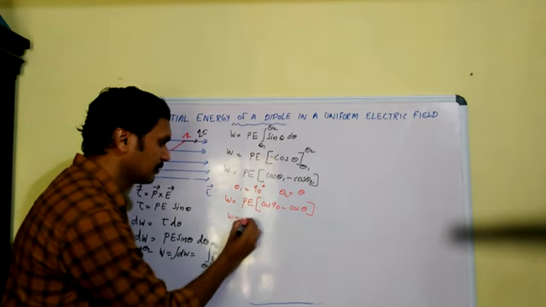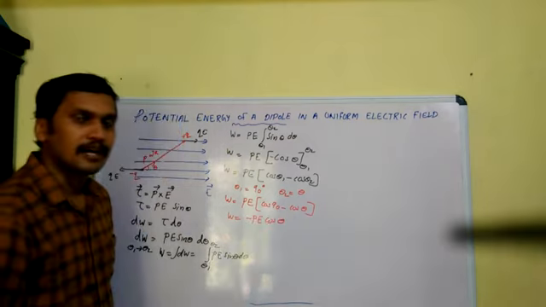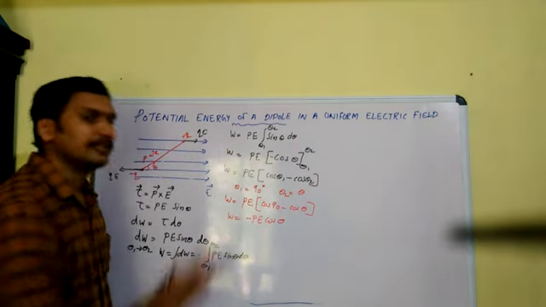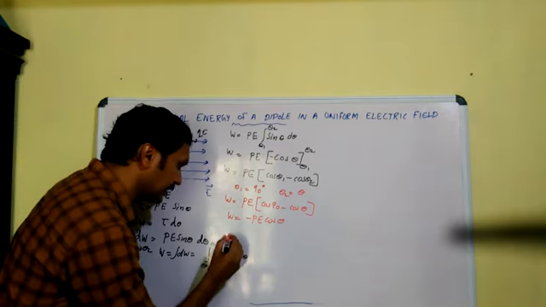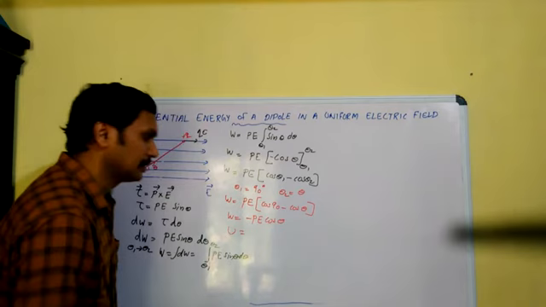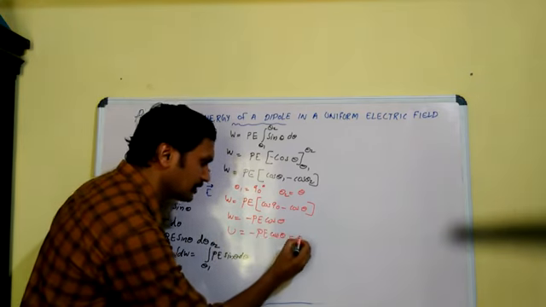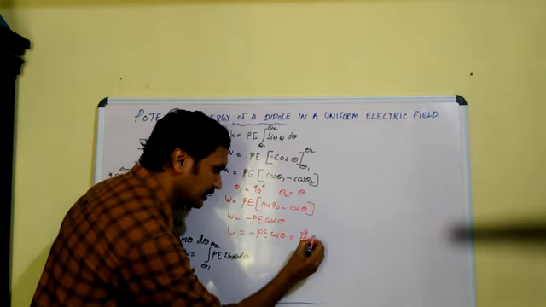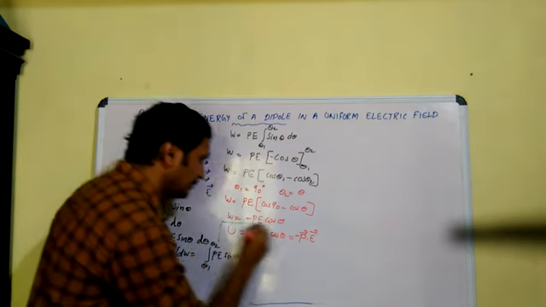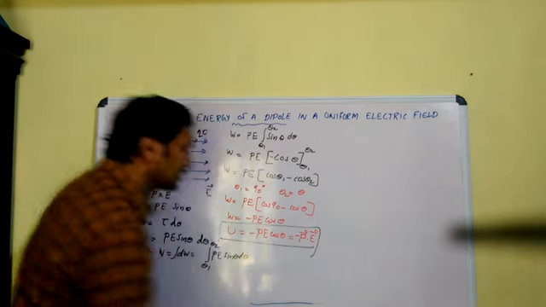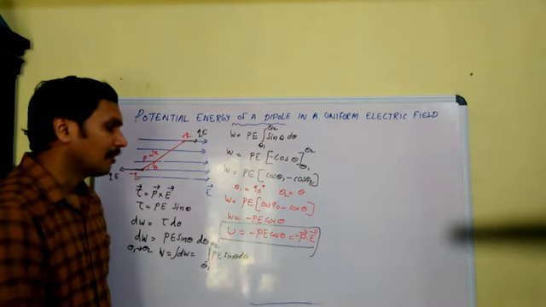So work done is equal to minus pE cos theta. This work will be stored as potential energy. So the potential energy of the dipole is equal to minus pE cos theta, or it is equal to minus p dot E. The potential energy of a dipole in a uniform electric field is given by minus p dot E, or minus pE cos theta.